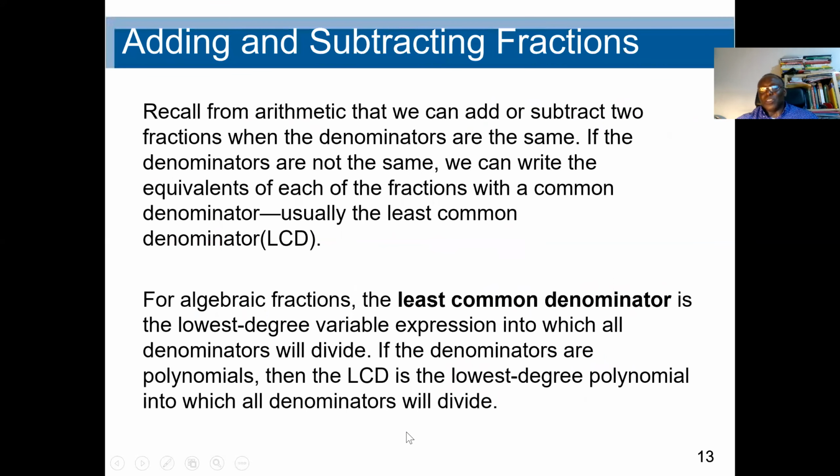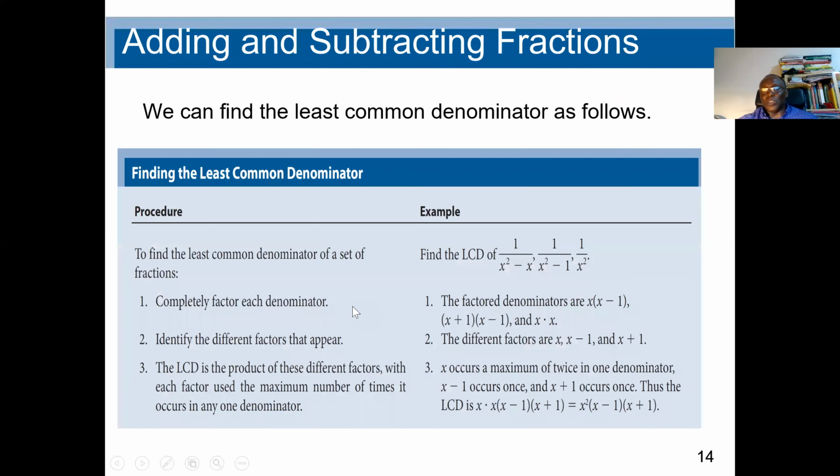Adding and subtracting fractions, we know from our elementary arithmetic, we have to find the least common denominator for adding and subtracting. So if, for example, I have a question, here we have 1 over s squared minus s, comma, 1 over s squared minus 1, comma, and so on. We have to find the least common denominator for all the 3 terms here, s squared minus s, s squared minus 1, and s squared.